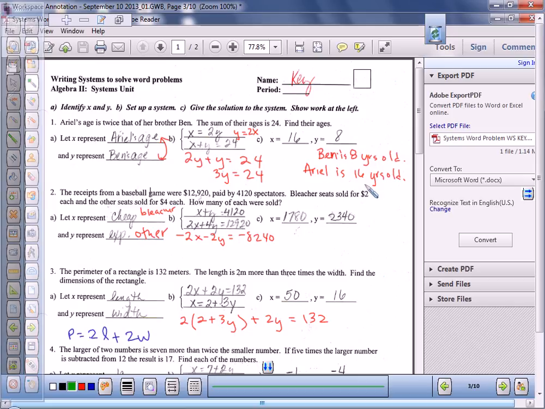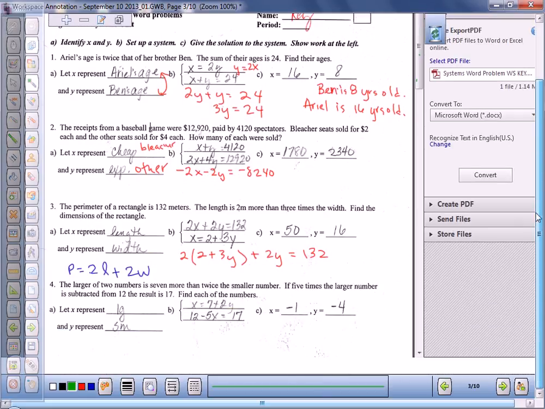Okay. Number 2. And you could have labeled these a couple of different ways. We can let x represent the number of bleacher seats that were sold, and y represent the number of other types of seats that were sold. So all the people that sat in the bleacher seats and all the people that sat in the other seats would total all the people, wouldn't it? So that's where this equation came from. It tells me in this sentence the receipts from the baseball games were $12,920 paid by 4,120 spectators. So I know there's that many people.